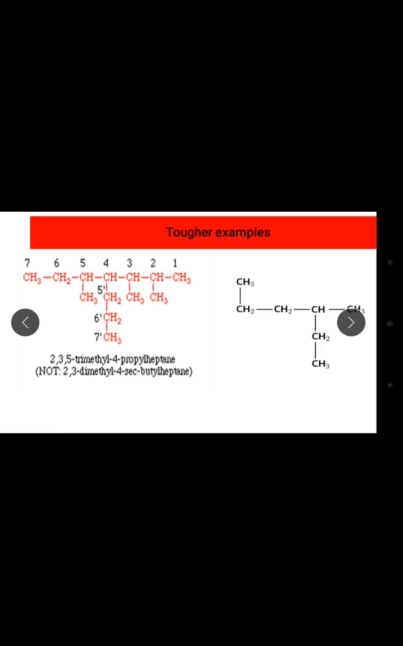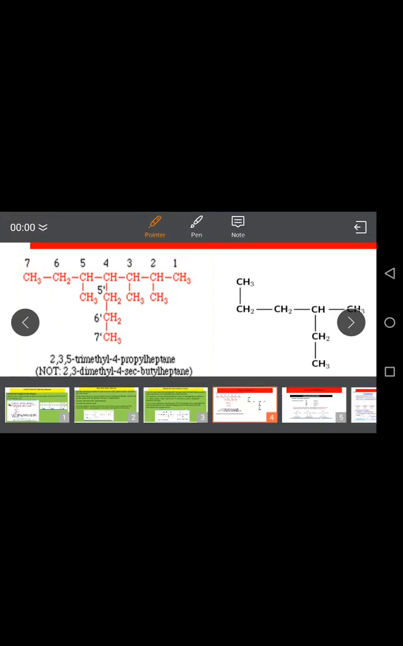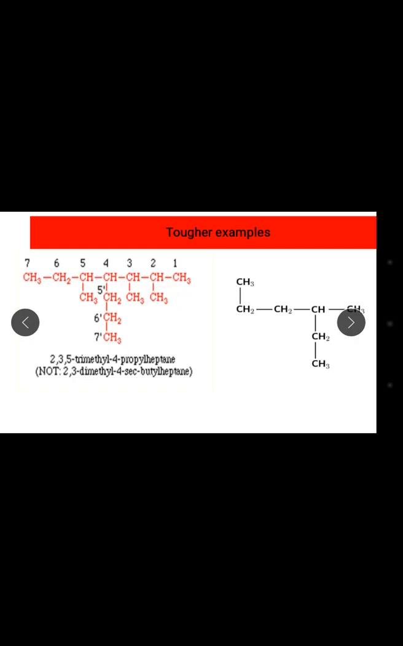Now the answer is this numbering from 1 to 7 is the correct one. Why? Because of the numbers that the substituents have at the end of the naming. Look at it. We are taking this numbering from right to left to be the right numbering. So our first substituent is methyl on 2, second one is another methyl on 3, and the third one is another methyl on 5. That is 2,3,5-trimethyl. Don't forget our parent chain is 7, which is heptane.